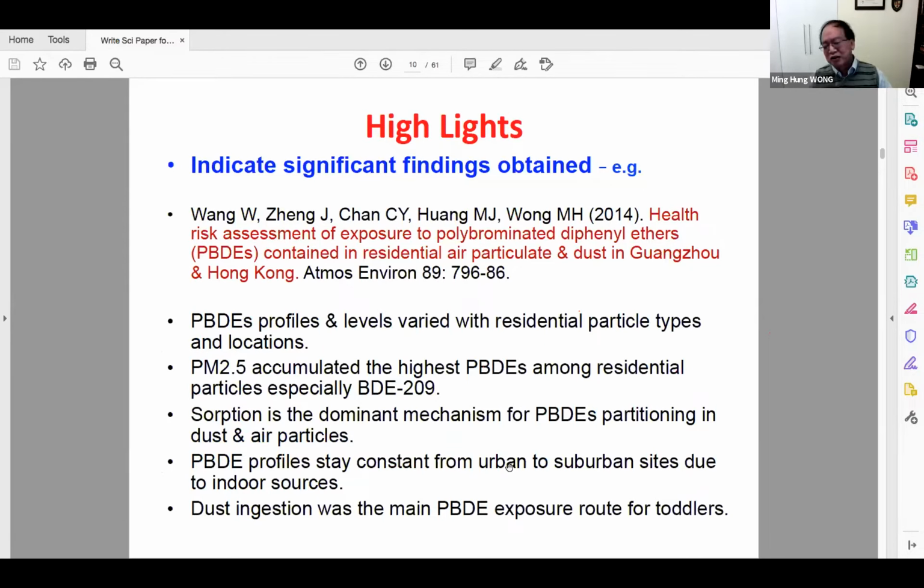So highlights. Nowadays, there are lots of journals that would like to have highlights of your research work. An example given here is about the health risk assessment of exposure to PBDE flame retardant in Guangzhou and Hong Kong, two big cities in the southern part of China. In the highlights, we try to put down the significant findings, like PM 2.5 accumulated the highest concentration, dust ingestion was the main exposure route for toddlers, and so on, some major findings.